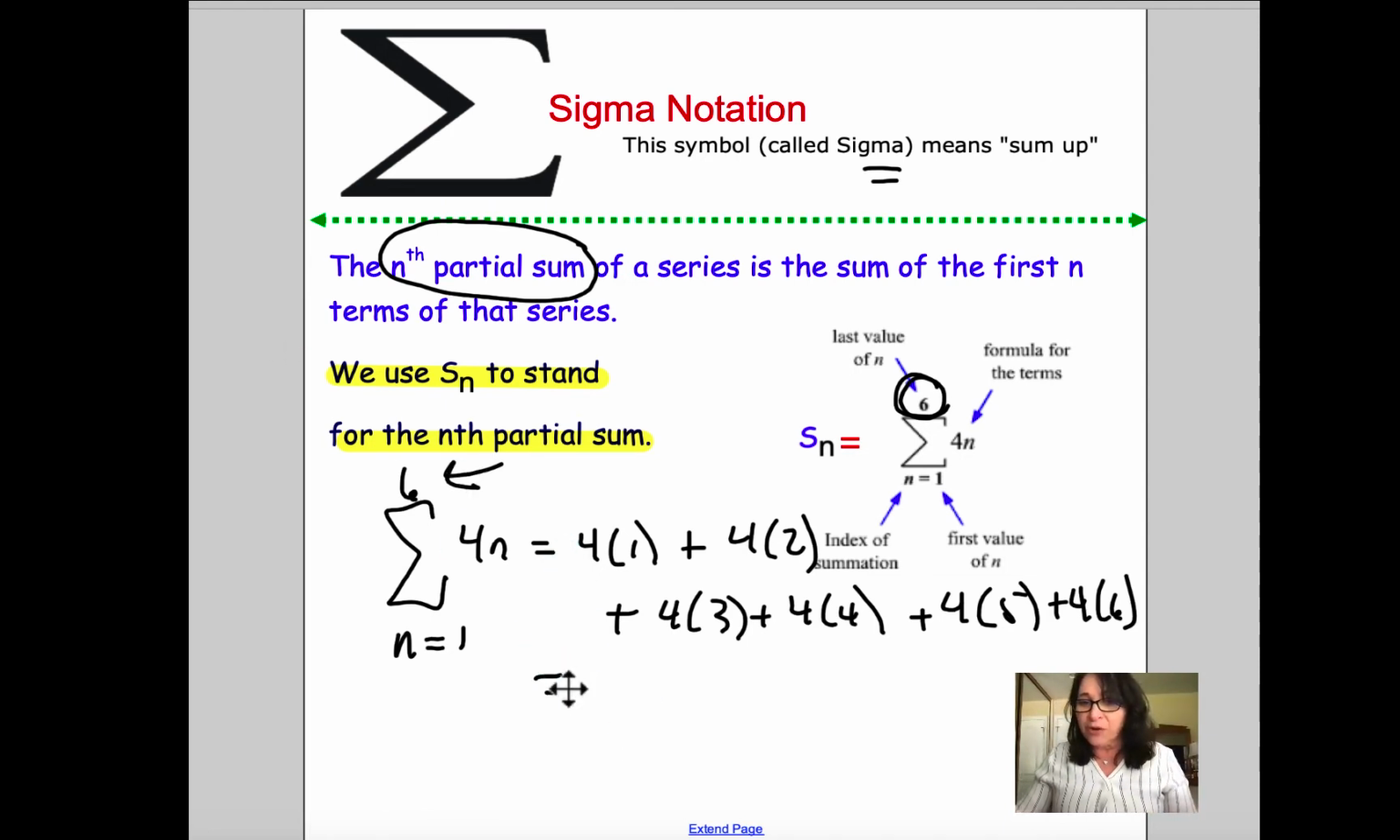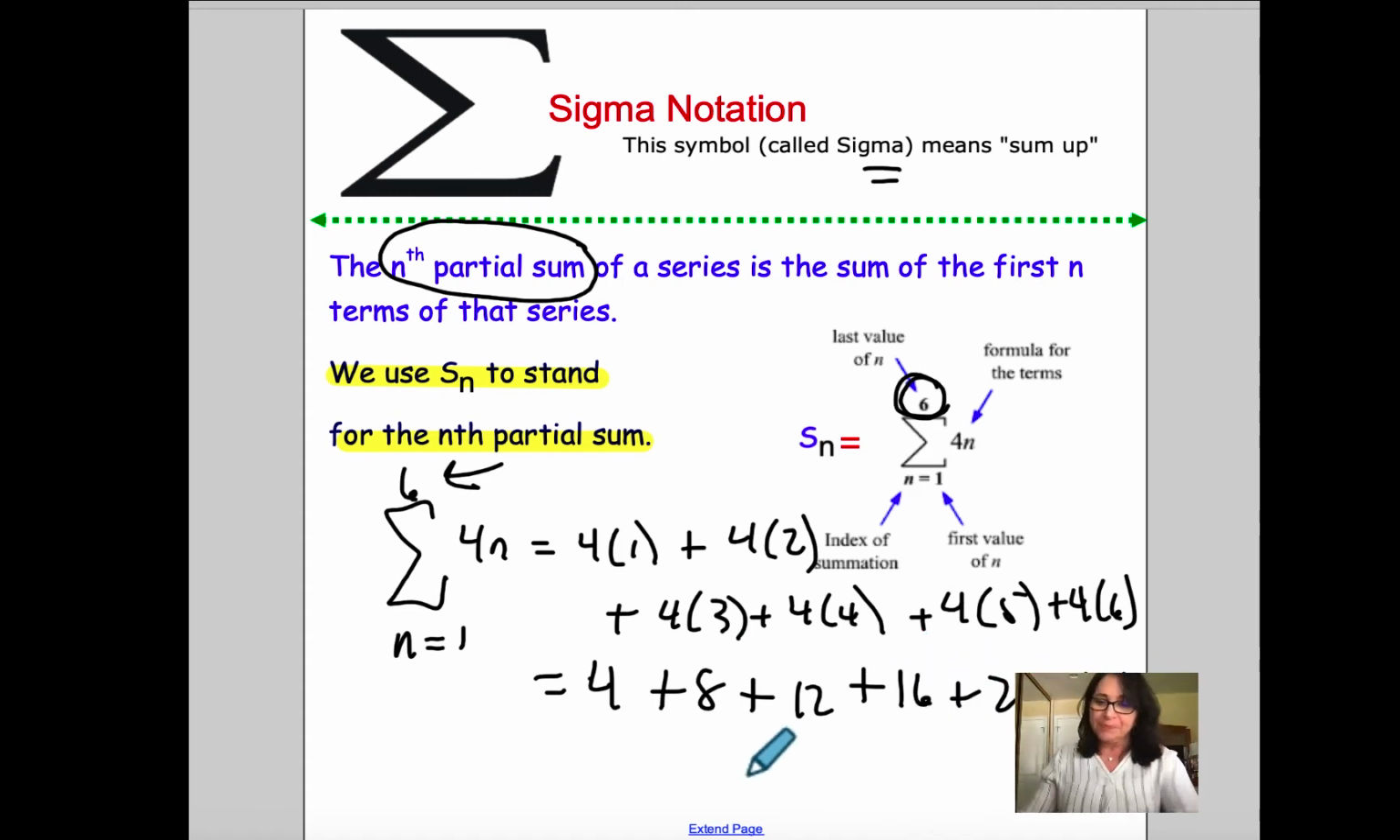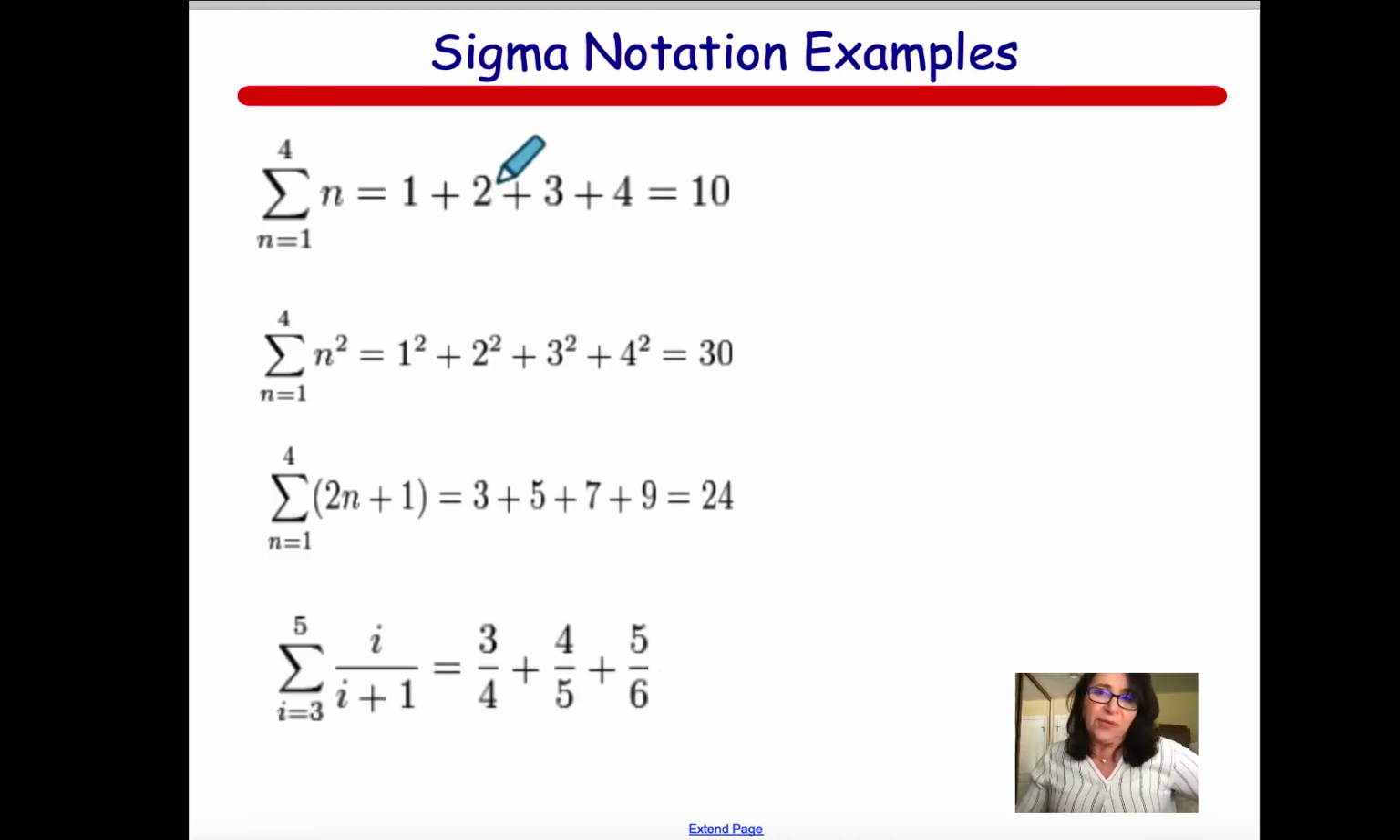And so the result would be adding these values up. You would go 4 plus 8 plus 12. You would add 16, then 20, and then lastly 24. And then you would get a value. You can add those up. So these are some examples of partial sums or sigma notation.